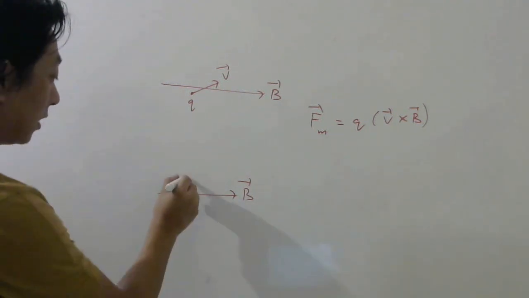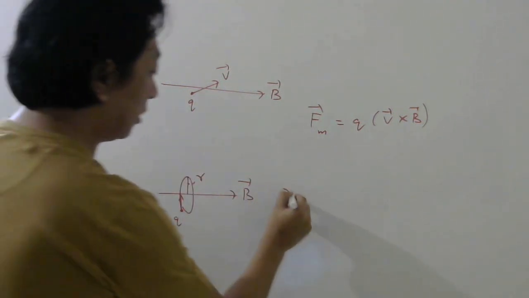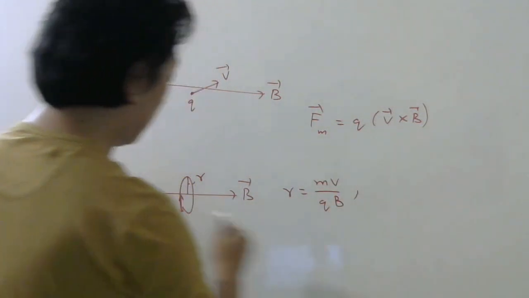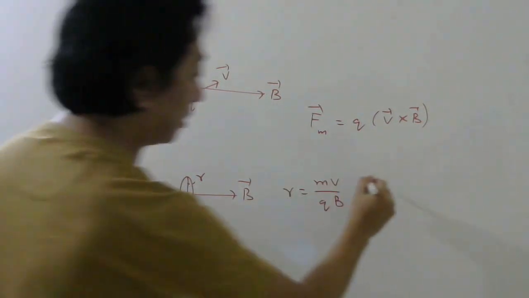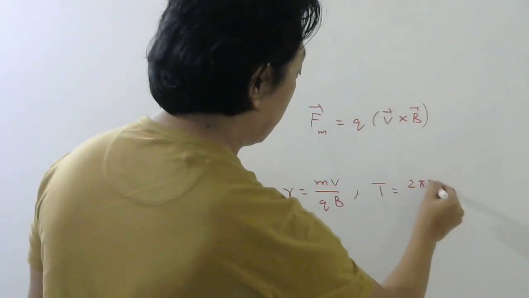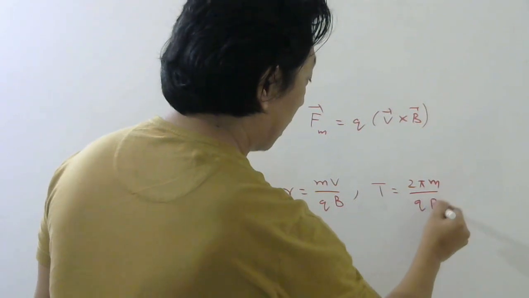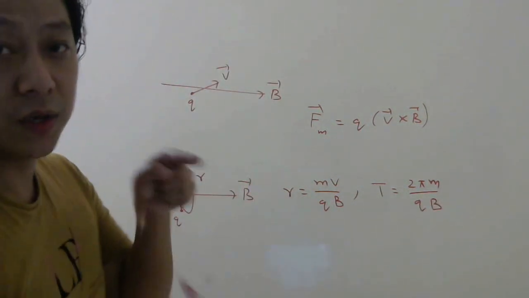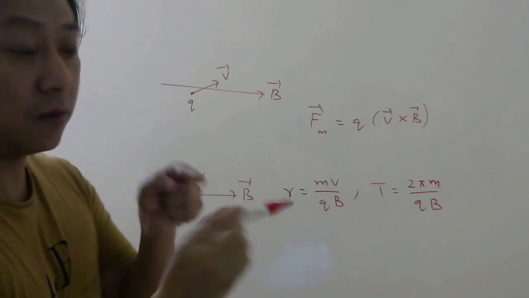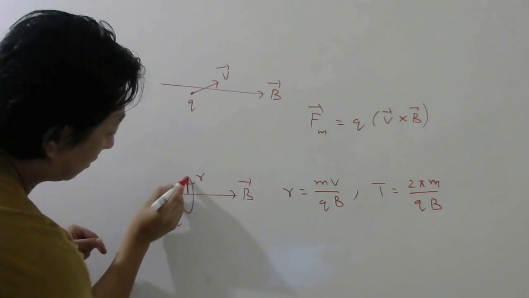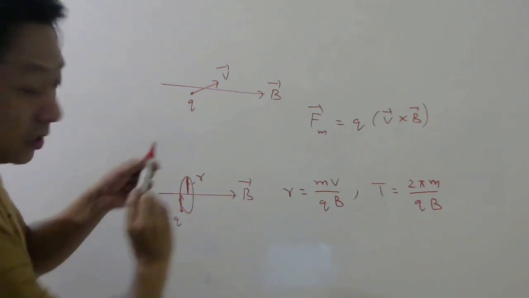The radius of that circle we have found to be equals to mv by qb, and time taken for one revolution, which is called time period, that is 2 pi m by qb. Another very important quantity is the angular speed. So when it is moving in a circle, this radius vector, this line which is radius, keeps rotating, right?